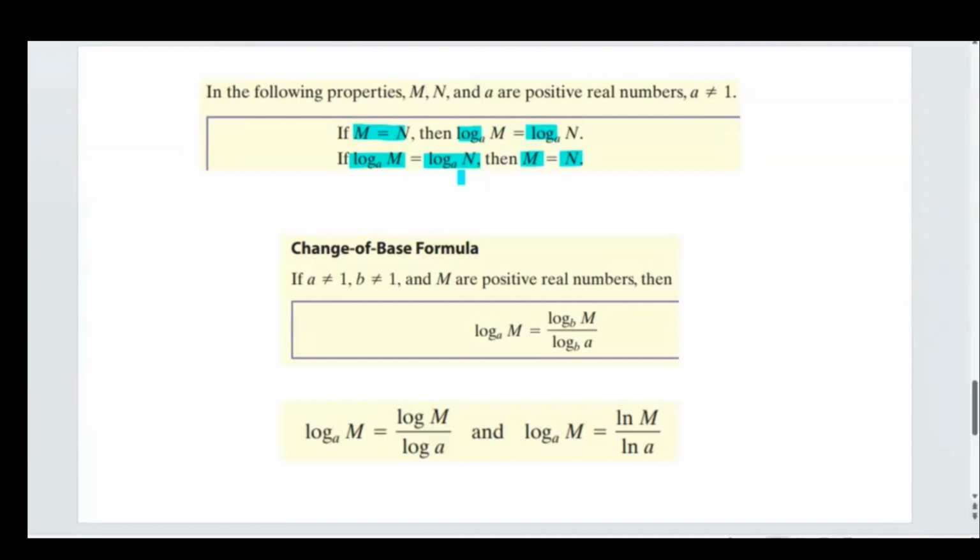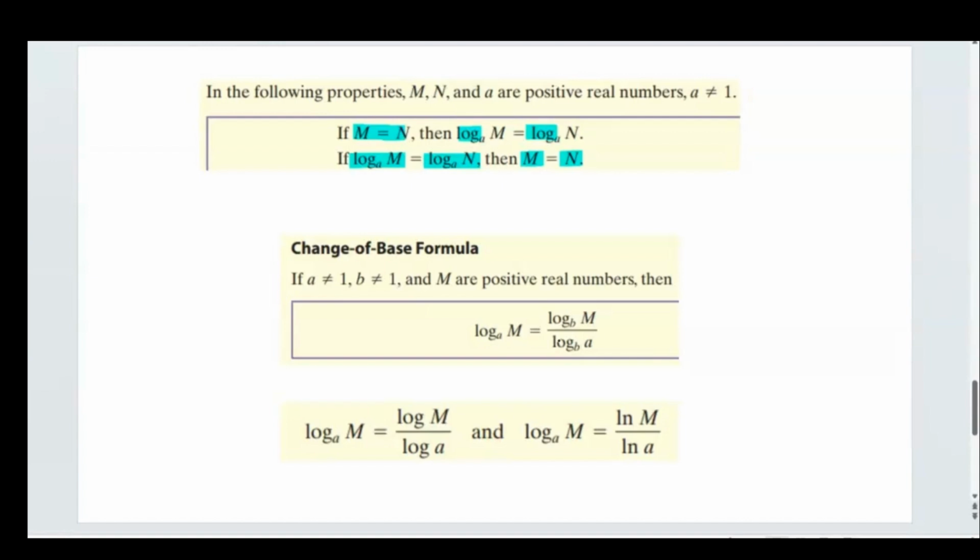Finally, I want to go over the change of base formula. The change of base formula says that the log in base a of m can be written as log in base b of m over log in base b of a. So you have the logarithm base a of m. You can change the base from a to b, and you can express this logarithm base a of m as the logarithm in base b of the argument over the logarithm in base b of the original base a.